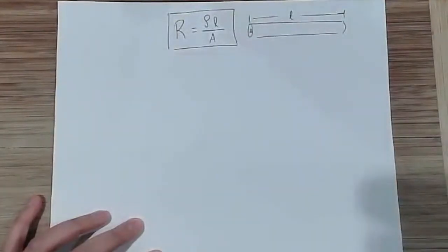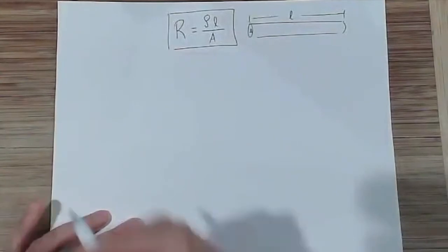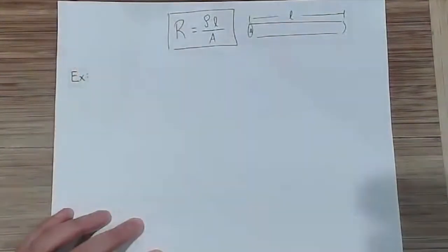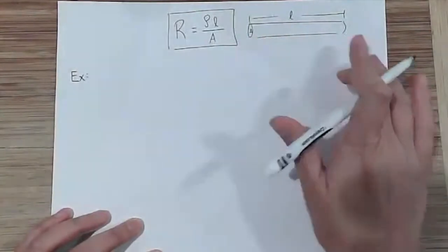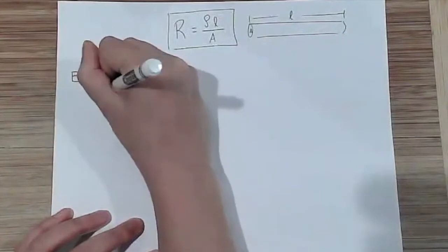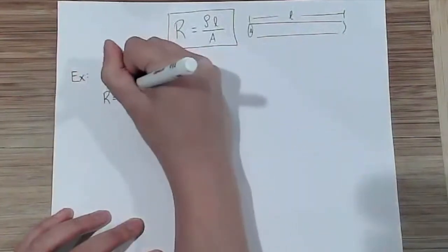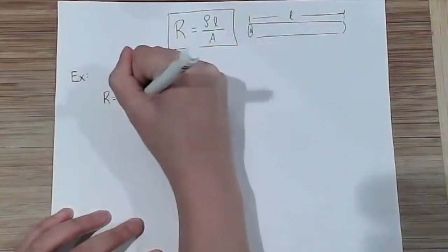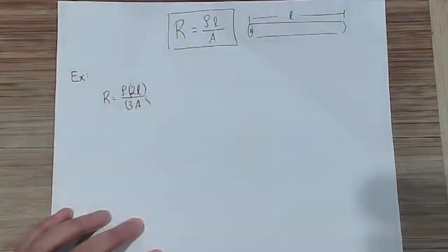All right, so let's do some examples. First off, a level 1 problem. Let's do proportions. With this equation, let's say that I double the length and triple the area of some wire.